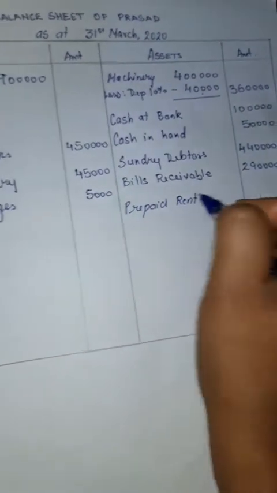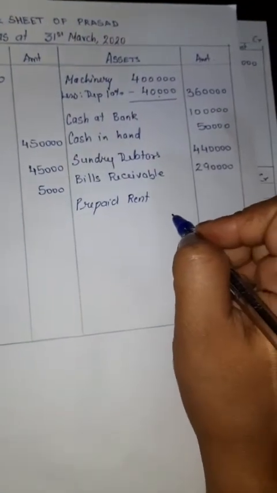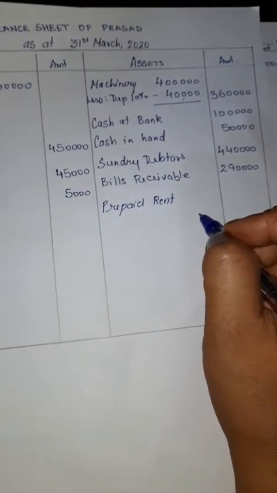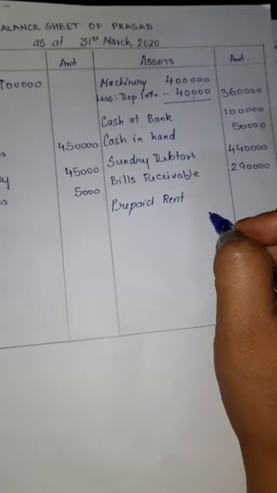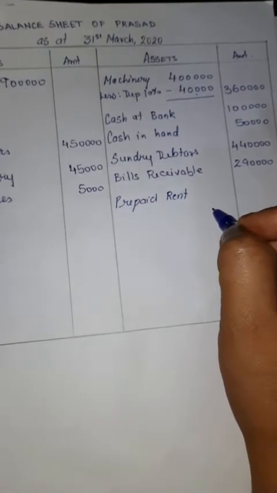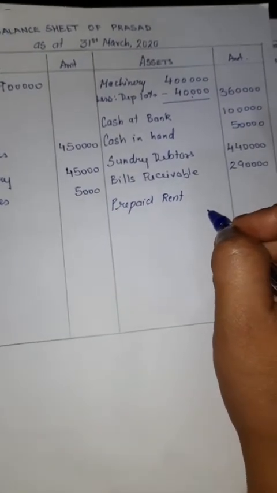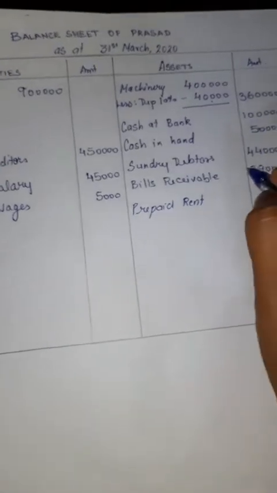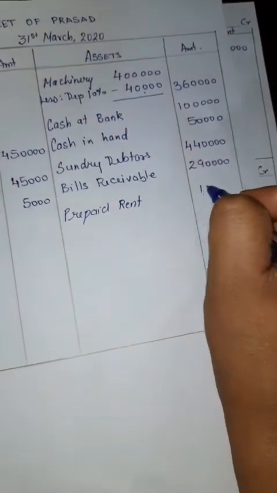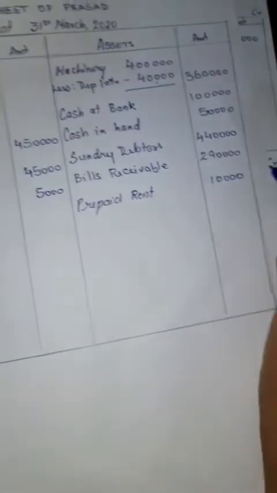Advance rent paid, you can call that amount back anytime. Advance paid, that amount can be taken back at any time. So that is your asset. So 10,000, that amount you can take back at any time. So hence it is known as your asset.